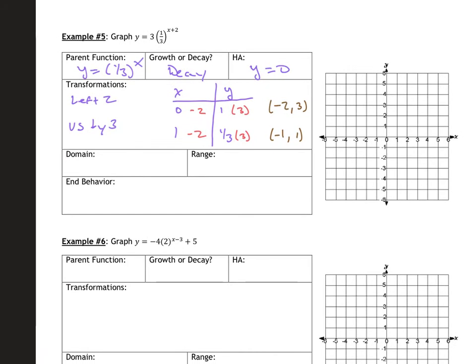And now we got enough information to graph it. So y equals 0, I got my asymptote here. I got negative 2, 3, and I got negative 1, 1, and you see how it's stretched. And we're good to go. Cool. And then fill in all my information here. Domain is always negative infinity to positive infinity. How far down? 0. How far up? Positive infinity. And then here we go. As x approaches negative infinity, my graph goes up. As x approaches positive infinity, so the right side, it approaches 0.